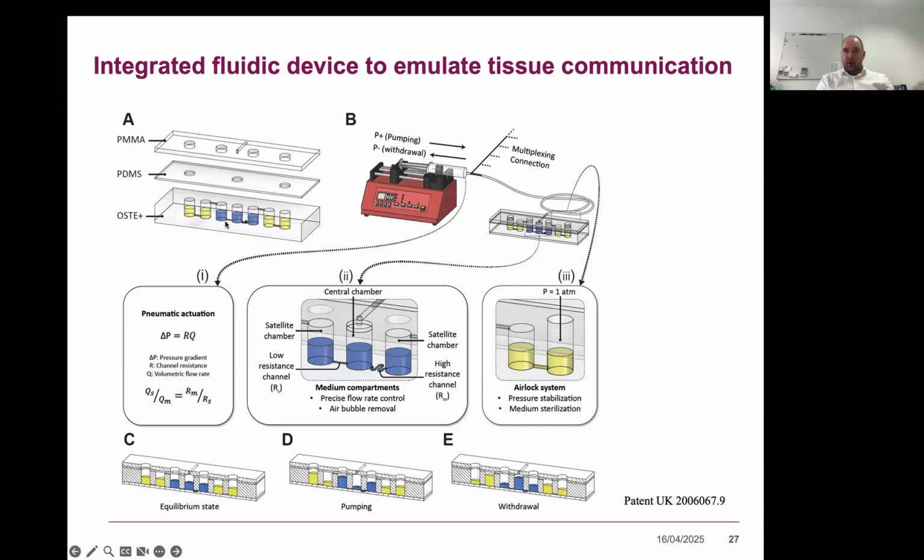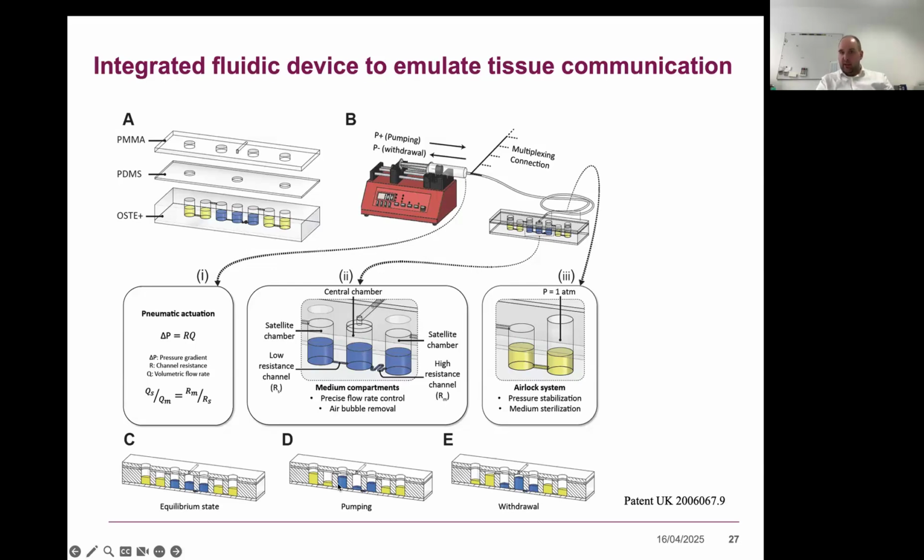We have one central chamber and two satellite chambers. So the different tissue models would be loaded into the satellite chambers. This is an incarnation of the device with two satellite chambers. We also have other designs with four satellite chambers. So here, in the example that I will show, we add liver on one side, pancreas on the other side, and islets on the other side.